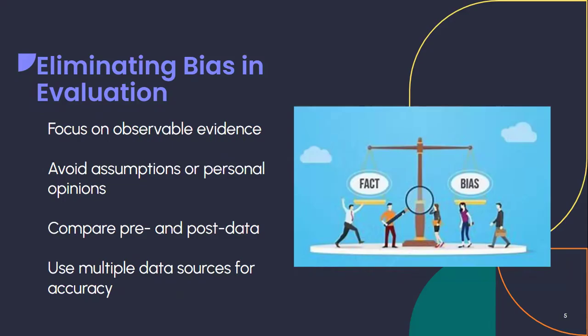It's easy to let personal things influence our evaluation. Stay grounded in observable evidence. Compare before and after data to measure change. Using multiple data points, such as student work, test scores, and observation notes, helps eliminate bias and provides a clearer picture of impact. It's so hard when we're in the people business not to let some of these things get too personal. But we want to make sure that we are really looking at observable, measurable evidence when we are evaluating the success of the coaching plan.